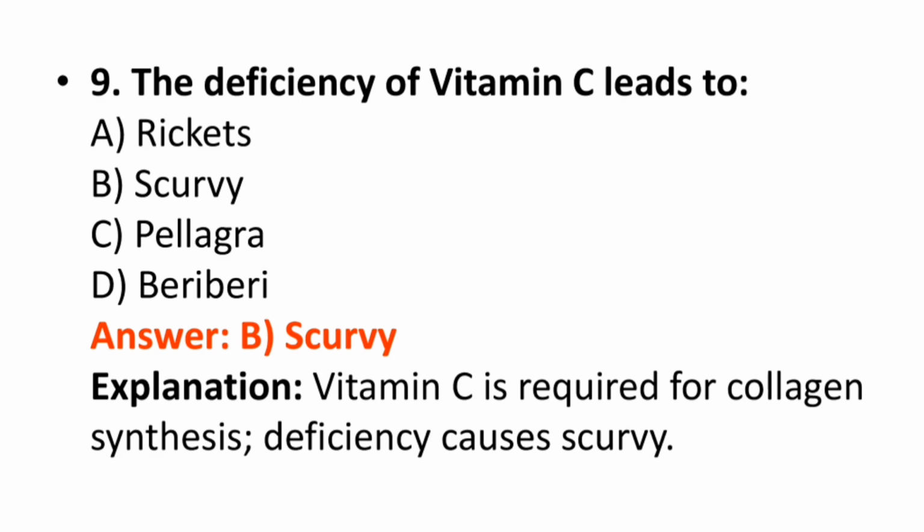The deficiency of vitamin C leads to option A rickets, option B scurvy, option C pellagra, option D beriberi. The correct answer is option B scurvy. Vitamin C is required for collagen synthesis. Deficiency causes scurvy.